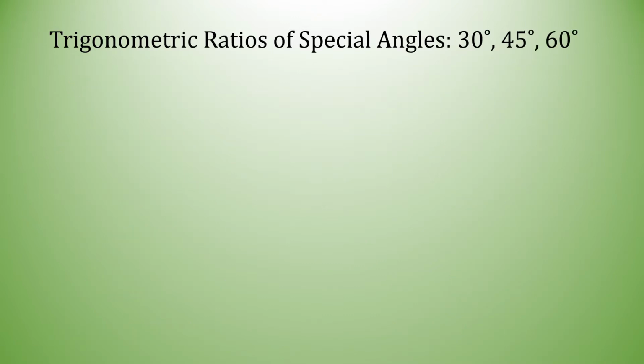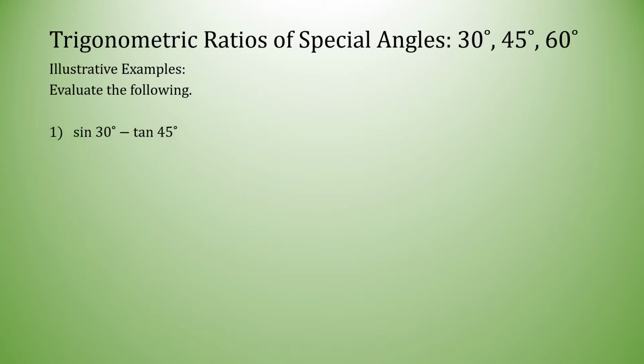Now we are going to use the 6 trigonometric ratios of angles 30 degrees, 45 degrees, and 60 degrees to get the value of the following examples. So you have example number 1, sine 30 degrees minus tangent 45 degrees. So to get the value of this, we have sine 30 degrees is equal to 1 half minus tangent 45 degrees is equal to 1. So 1 half minus 1 is equal to negative 1 half. The value of sine 30 degrees minus tangent 45 degrees is equal to negative 1 half.